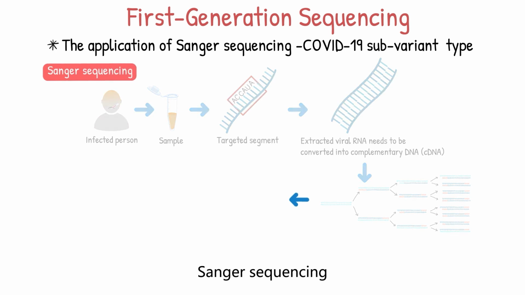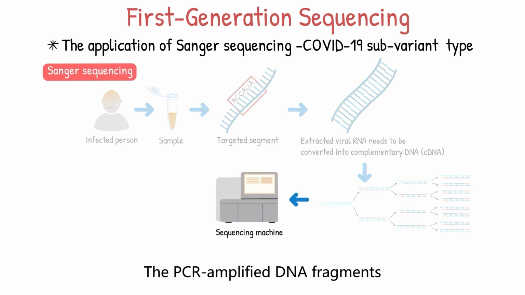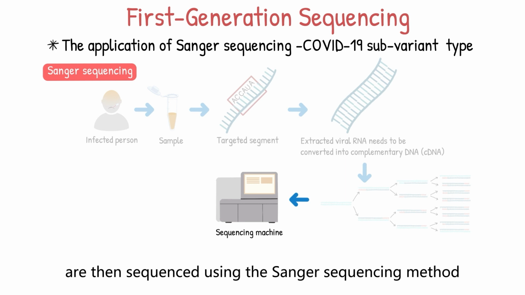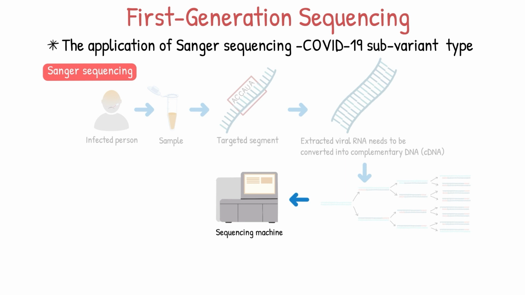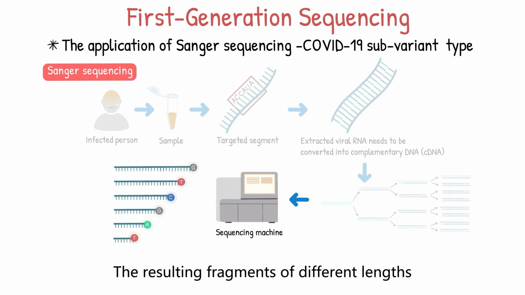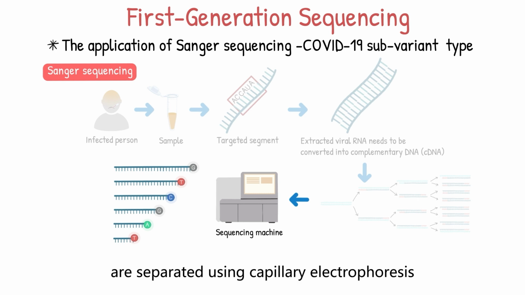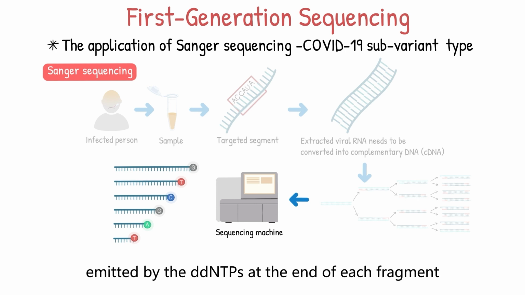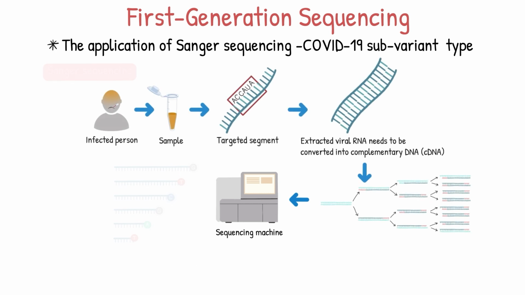Sanger sequencing. The PCR amplified DNA fragments are then sequenced using the Sanger sequencing method. The resulting fragments of different lengths are separated using capillary electrophoresis, and the DNA sequence is determined by analyzing the fluorescence emitted by the ddNTPs at the end of each fragment.